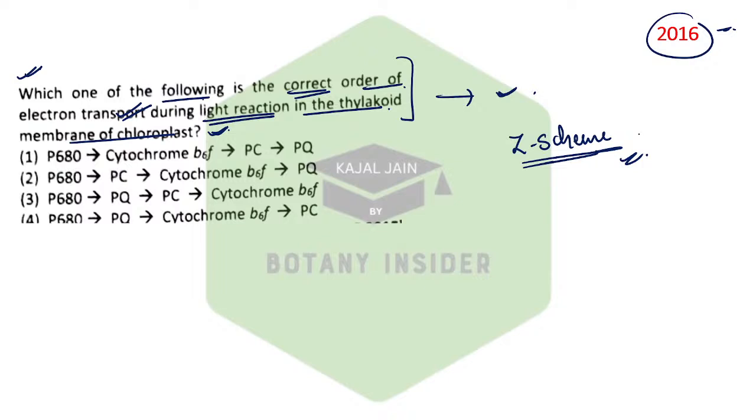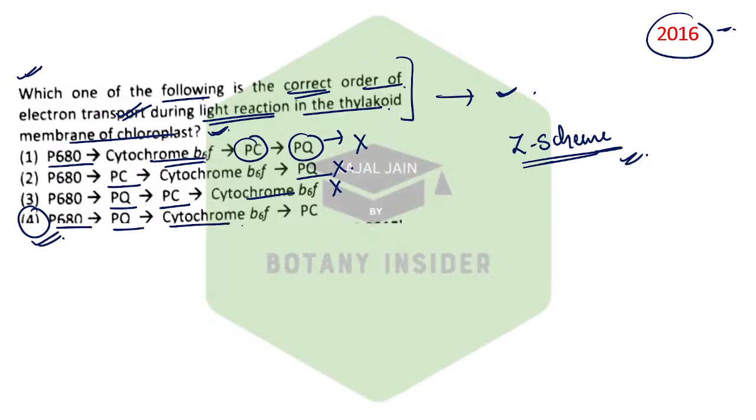Mark the answer, everyone. Very good, very good. First one is P680, cytochrome B6F complex, plastocyanin, then plastoquinone. Incorrect. Then you have plastocyanin first, then plastoquinone. Incorrect. Then you have plastocyanin, plastoquinone, plastocyanin, cytochrome B6F. Again, incorrect. Correct answer is option number D. Very good, Kanika. P680, then plastoquinone, cytochrome B6F complex, then plastocyanin.